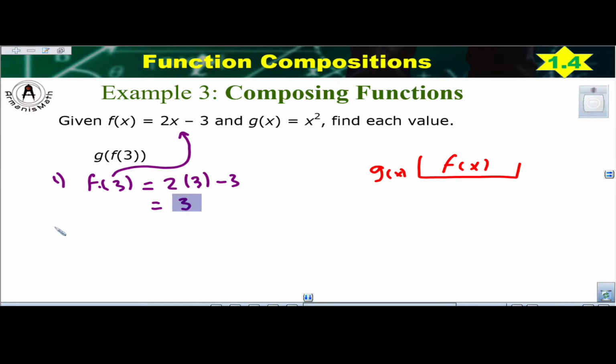Step 2, I do the g function. g of whatever I got there, g of 3. So I'm going to put 3 into my g function. So that's going to be 3 squared. And how much is that? 9. 9 is the answer. By the way, this is a g here. 9 is the final answer for that question.